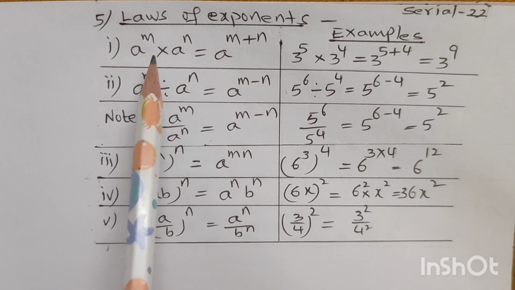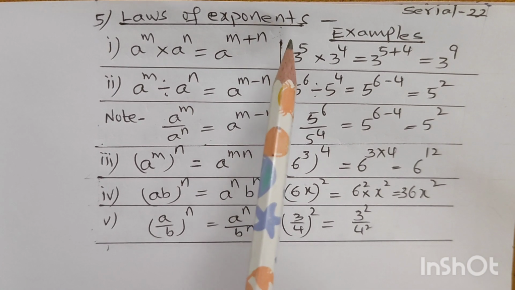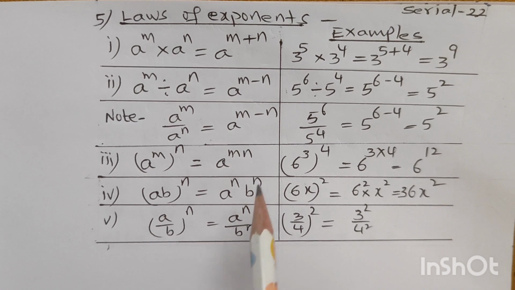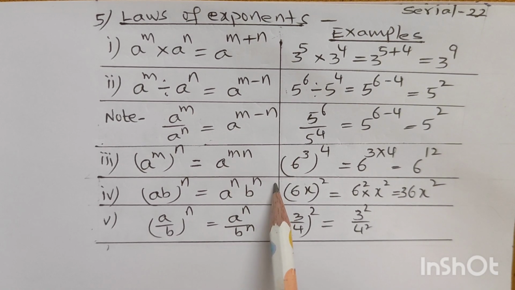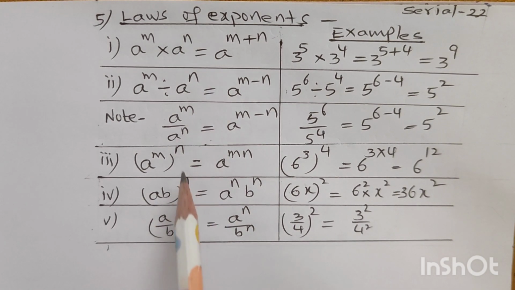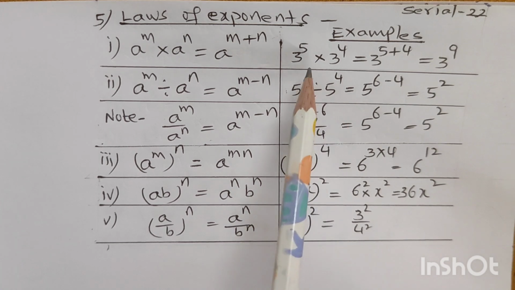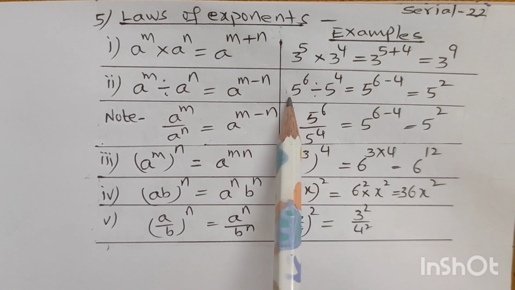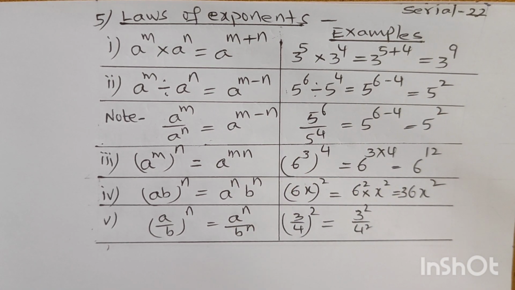Now, there are 5 laws of exponents which are stated here. On this side of the line we have written the laws and given one example each on the right side of this line. Have a look. The rule and the examples will be self-explanatory.